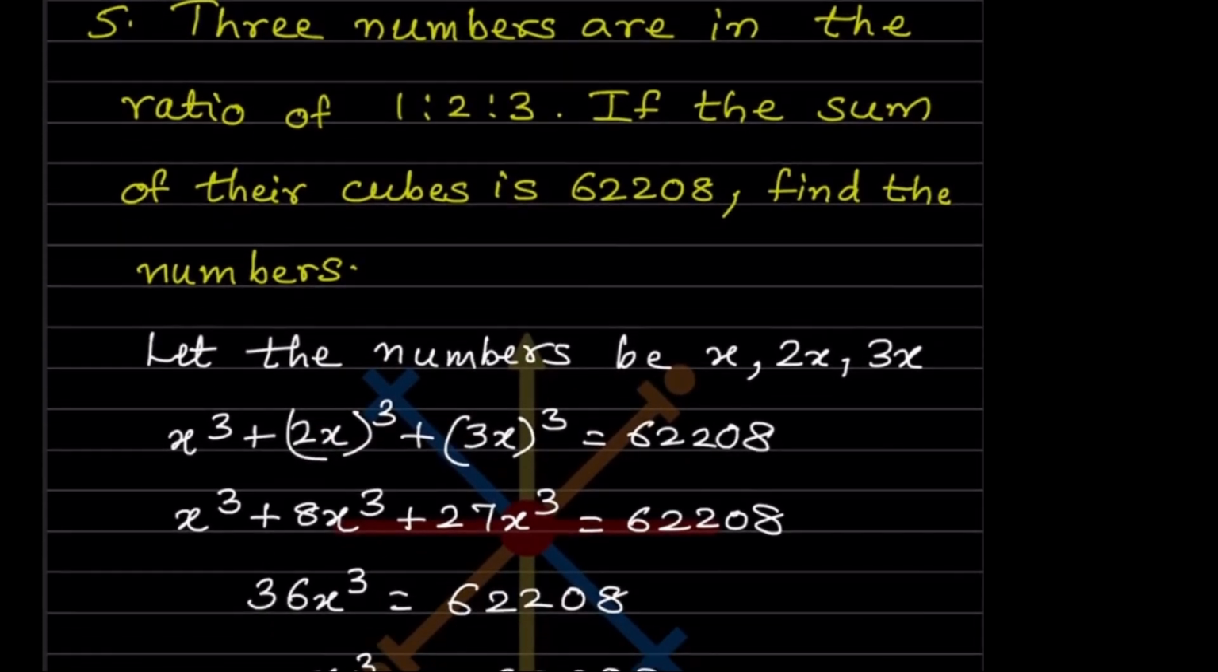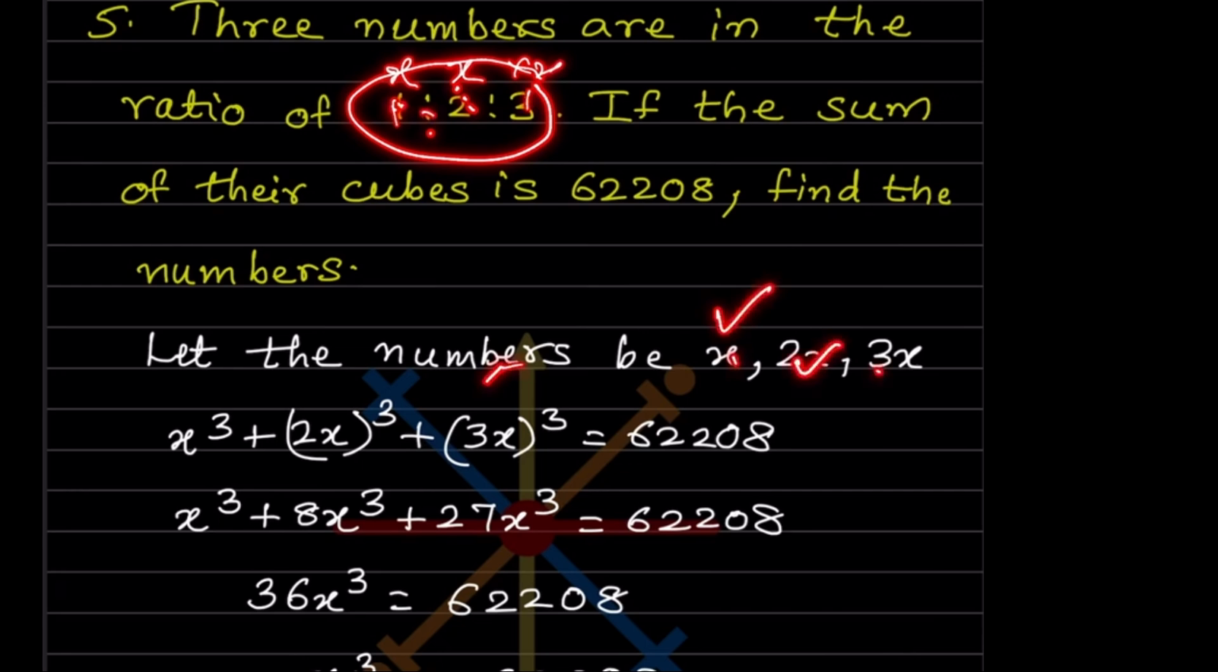Next one, they said 3 numbers are in the ratio of 1:2:3. If the sum of the cubes is 62208, find the numbers. So whenever we have this one, we can just consider this. We'll put here 1 means just 1x. Here you are going to multiply by x again. So that is going to be 1 into x, that is x, 2x and 3x. Let the numbers be x, 2x and 3x.